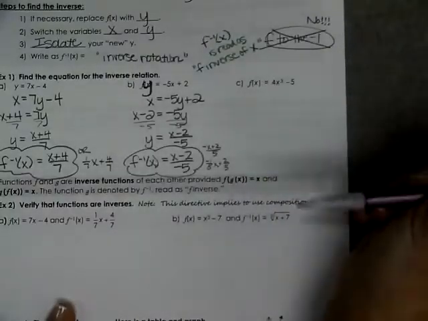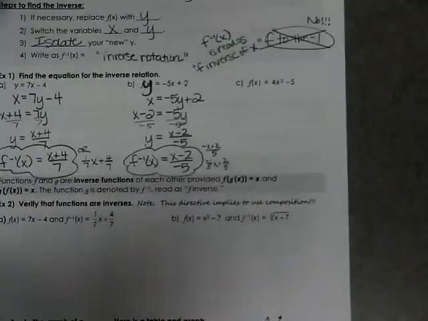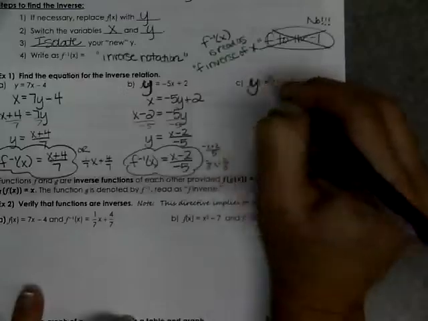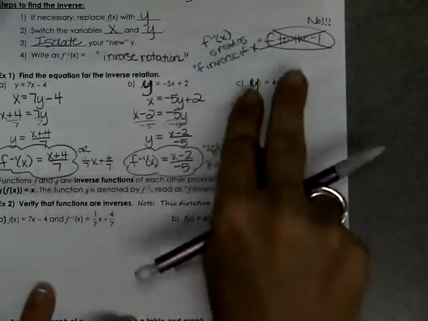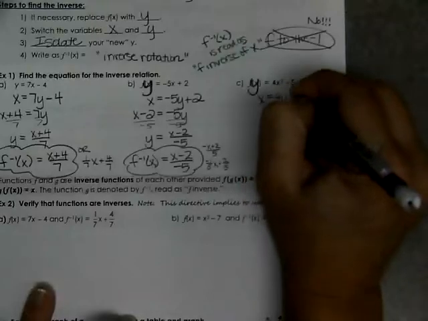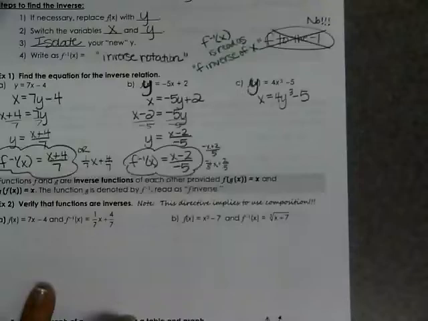All right, let's do the same thing in C. Here we have a nonlinear function. We can still find the inverse of nonlinear functions. Again, we know that f of x is our output y. So now let's switch our input and output. So we have x equals 4y cubed minus 5. Now let's isolate the y.